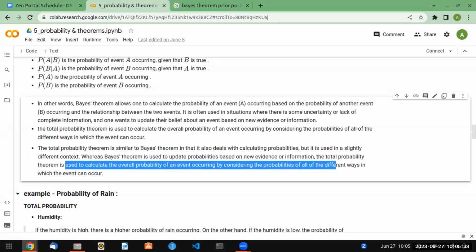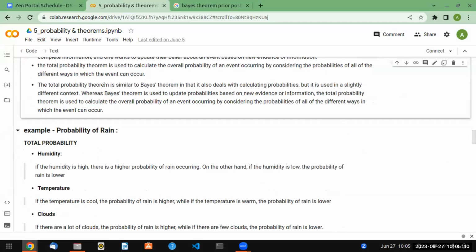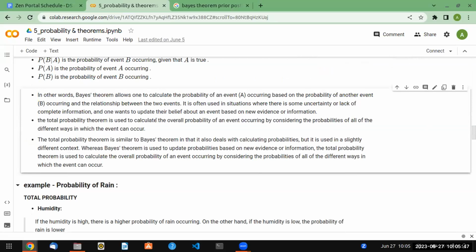Okay. For example, let's try to. Ashish, can you please go through these two points again? Please read it out and try to understand.